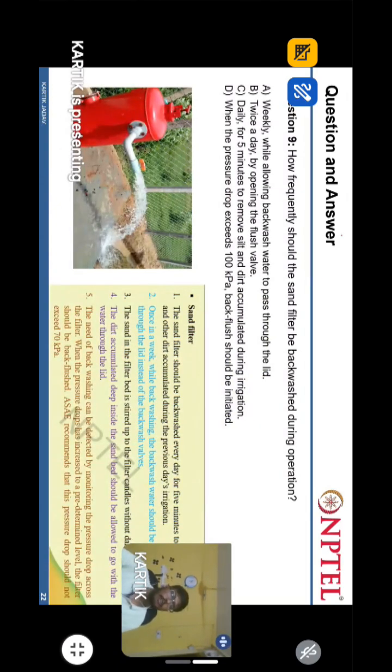Question number 9. How frequently should the sand filter be backwashed during operation? So, this is the sand filter, right? We know that the sand filter should be backwashed every day for 5 minutes to remove the silt and other dirt accumulated during the previous day's irrigation. Once in a week while backwashing. So, this is the cleaning of the filter, right?